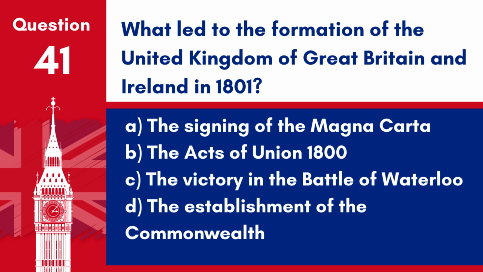Answer: B. The Acts of Union 1800. These acts joined the Kingdom of Great Britain and the Kingdom of Ireland into a single state, the United Kingdom of Great Britain and Ireland.